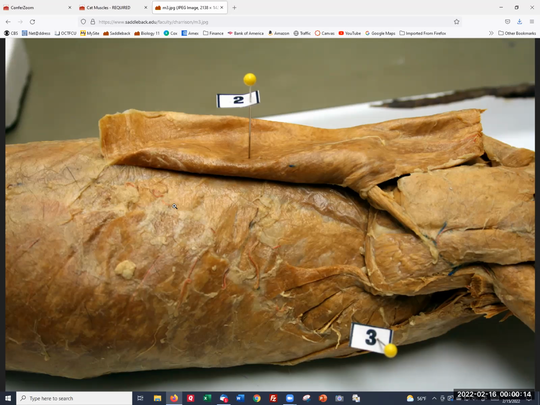It's usually considered by the class as one of the easier ones. This is the latissimus dorsi, pulled up and out of the way so that you can see the serratus anterior.